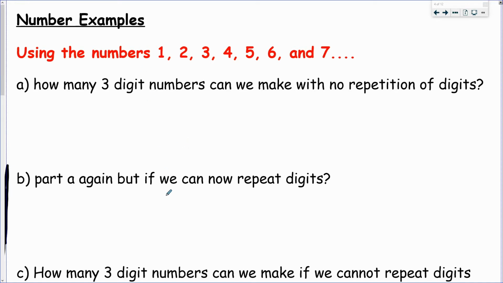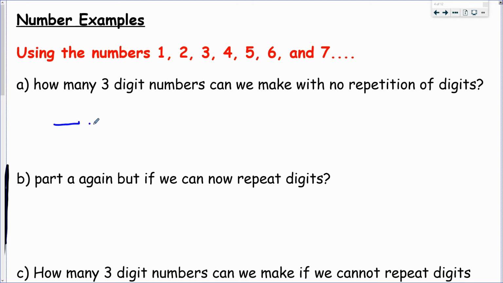So they'll ask you questions like this. They might say, okay, you're going to use the numbers 1 to 7 inclusive. So I listed them out here. And then they might ask something like, how many 3-digit numbers can you make if you're not allowed to repeat any digits? Okay, so once I use a 1, I'm not allowed to use a 1 anymore.